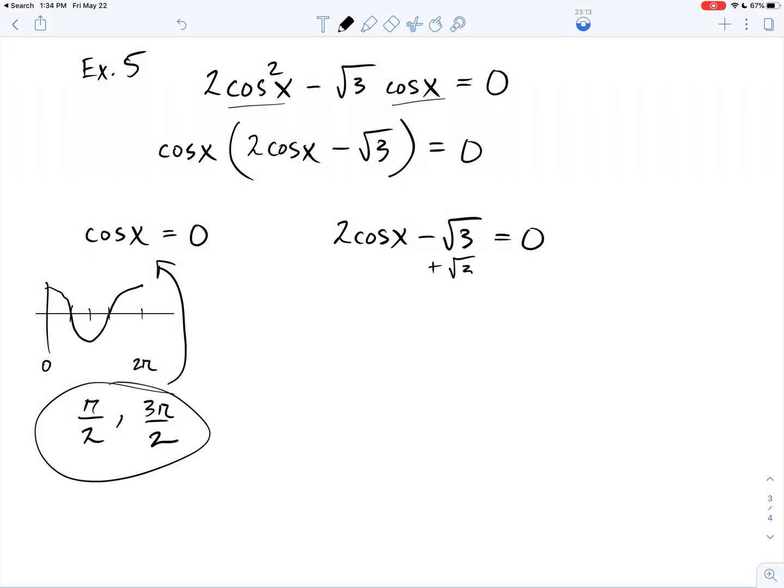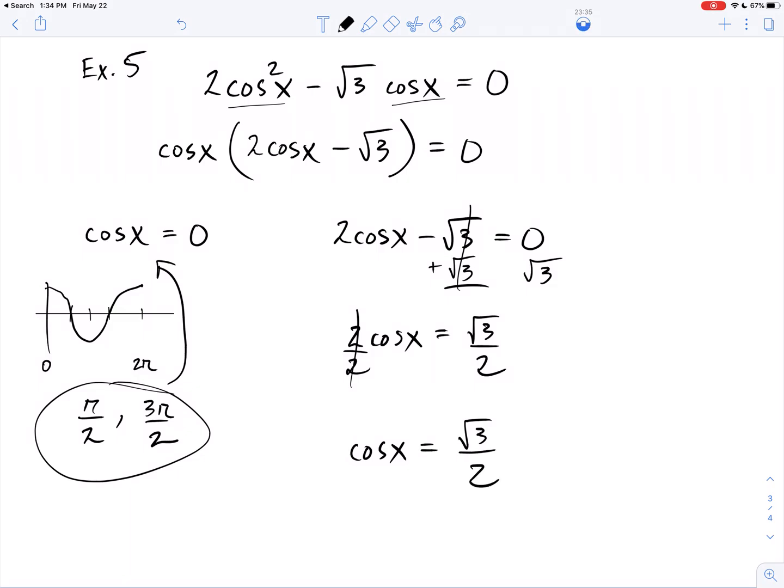And let's solve the other side. If I solve the other side, now I'm going to move this over. I have 2 cosine x equals rad 3, but I'm not done. I want to get cosine by itself, so I divide by 2. And I say, hey, cosine x equals a positive rad 3 over 2.